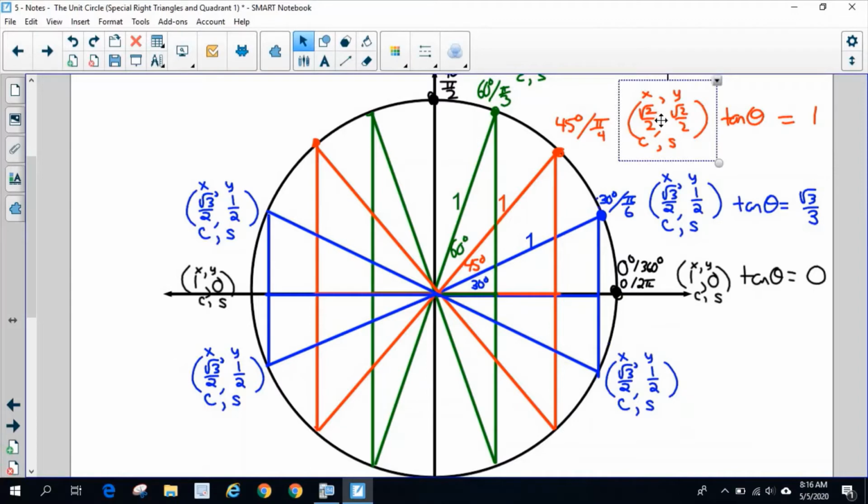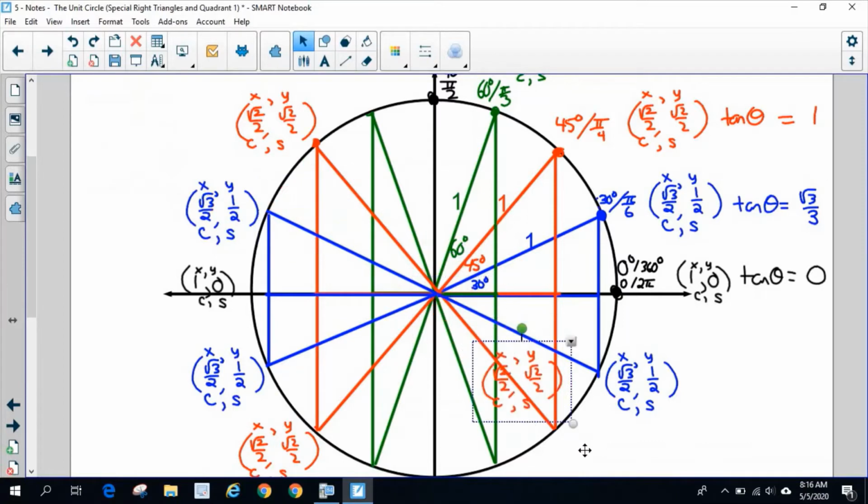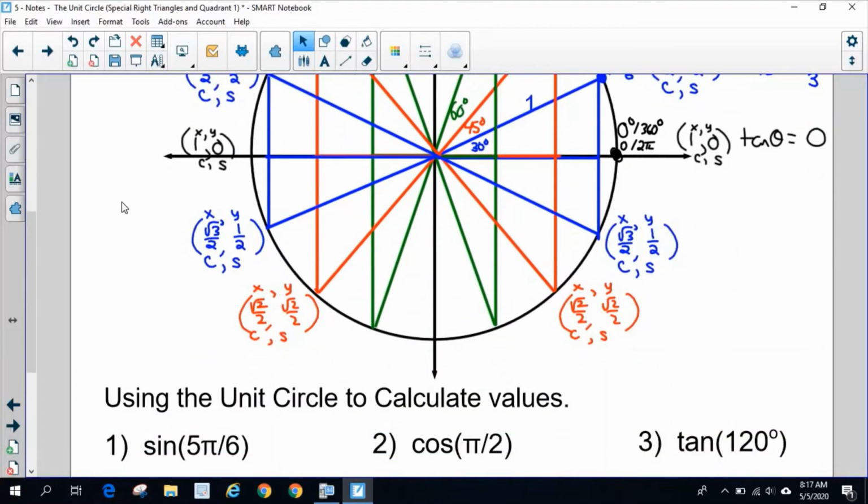So the same thing with the 45, 45, 90. It will also have the same x and y values, or cosine and sine values, all the way around. And then same thing with the 30, 60, 90 oriented this way. Sometimes people will call it the 60, 30, 90 rather than 30, 60, 90. So they all have the same values as well all the way around the unit circle.